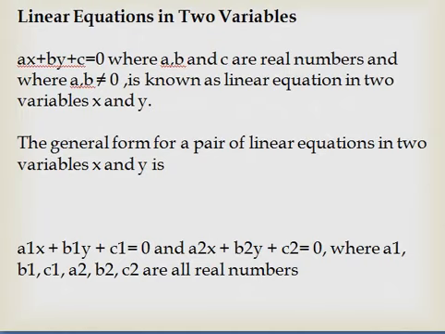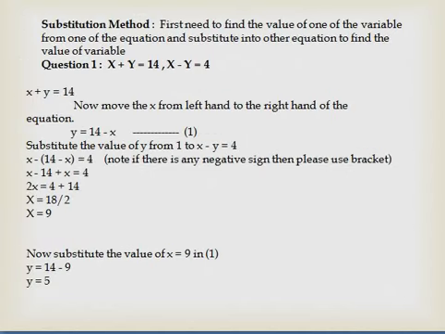So the general form we can write like a1x plus b1y plus c1 equals 0, and another equation like a2x plus b2y plus c2 equals 0, where a, b and c are all real numbers and x and y are the variables. We can solve these linear equations using the substitution method or the elimination method. So we'll start with the substitution method.